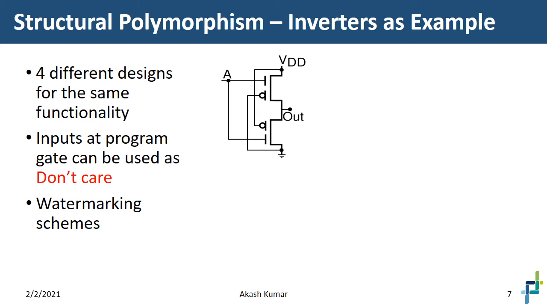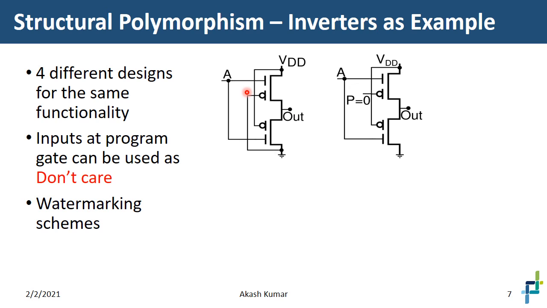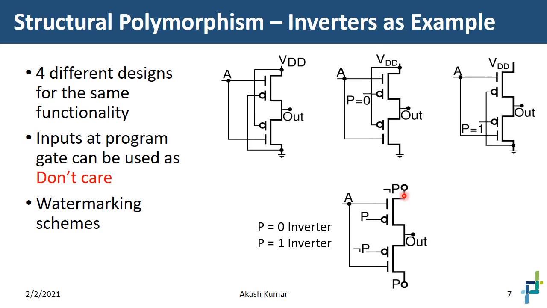One other property which can be used to achieve security is structural polymorphism, where we can have different designs for the same functionality. In this case, we are showing examples of 4 different inverters. For example, this is a normal inverter where we have programmed the PMOS and NMOS statically. In the other case, we provide P equal to 0 as an additional input, and only when P is equal to 0 will this work as an inverter, as otherwise it will not be a valid circuit. In this case, P equal to 1, and in the fourth example, P could be either 0 or 1. So in all these 4 circuit layouts, you still get the same inverter configuration, but you have slightly different layout properties. And these different properties can then be used as a watermarking feature to encode some specific information in the circuit.